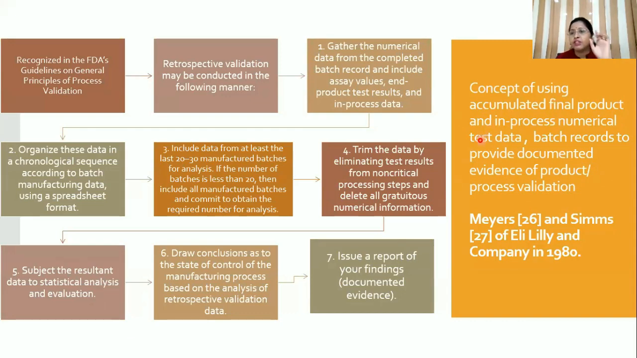So you must have the end product final data and in-process numerical test data. Batch records, okay, as I'm saying, we will go for 20 batches. Batch records provide documented evidence of the product process validation, so that the documents are showing these are the product or process validation. It was given by the scientists Mayers and Sims, and that's why it's mentioned here.